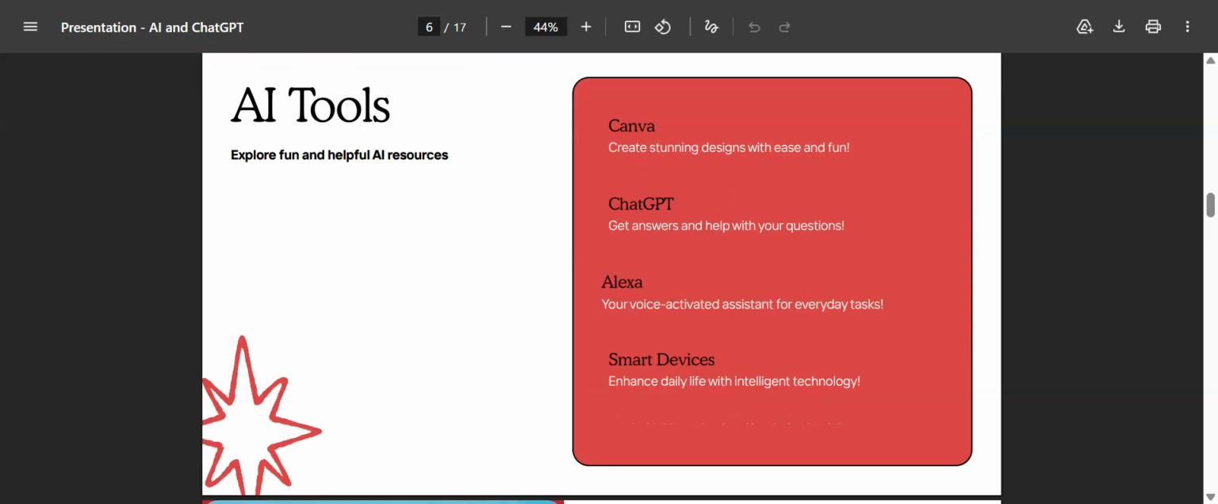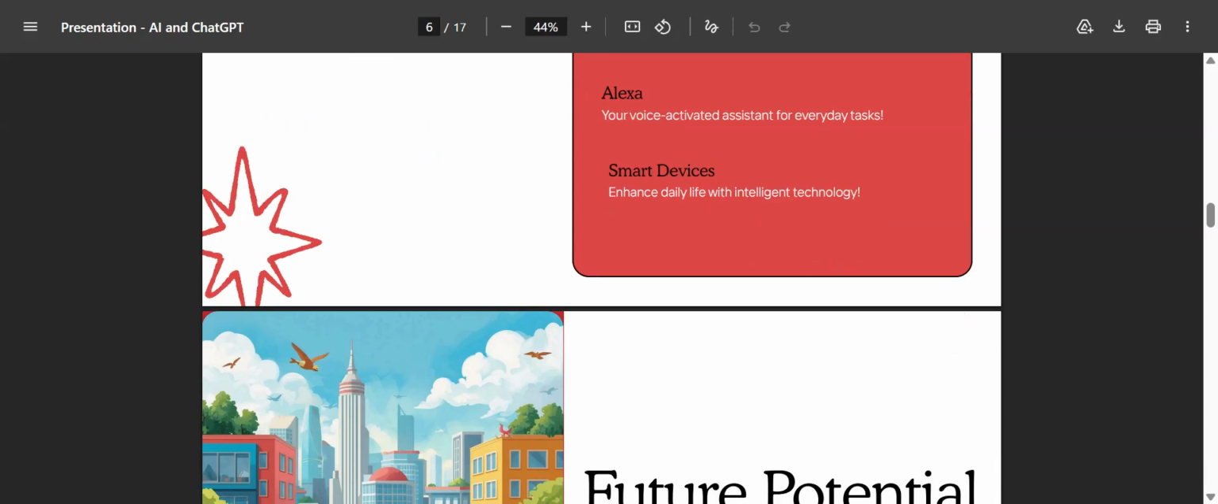We have Canva for creating stunning designs with ease and fun. Then we have ChatGPT, which gets answers and helps you with questions. We have Alexa, your voice-activated assistant for everyday tasks. And we also have our smart devices. On our smart devices, we have different AI tools that make our work more effective, and they enhance daily life with intelligent technology.